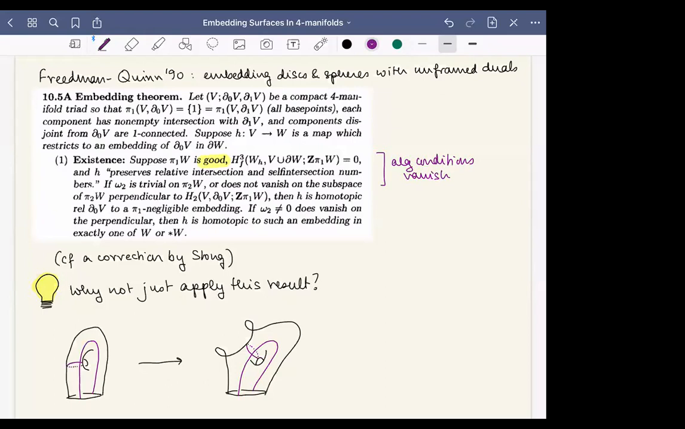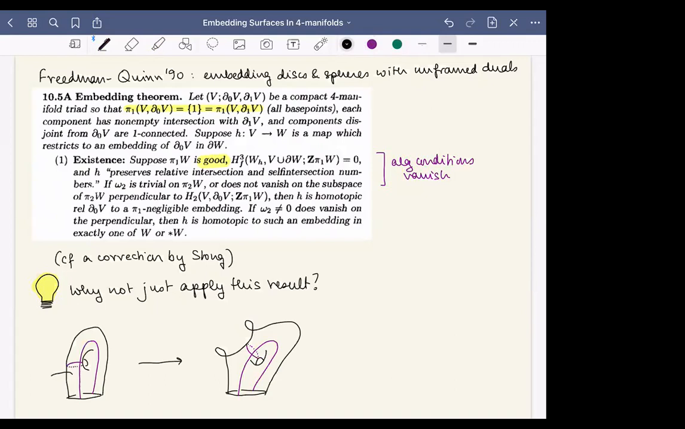But the main difference is that over here, they have this requirement on simple connectivity. So there's no requirement on framing on the dual spheres or anything like that, but they're only thinking about simply connected surfaces, whereas we're thinking about something more general. There is a correction of this by Stong, which is what I alluded to earlier, but let's not go into that. But you might wonder, well, why can't we just apply this Friedman and Quinn result to get the result that I'm claiming?